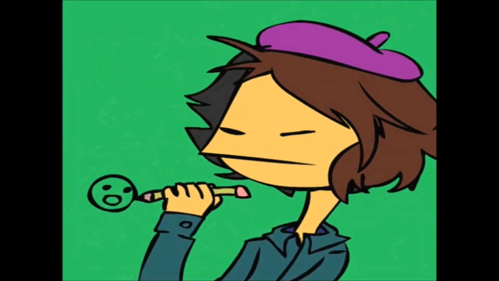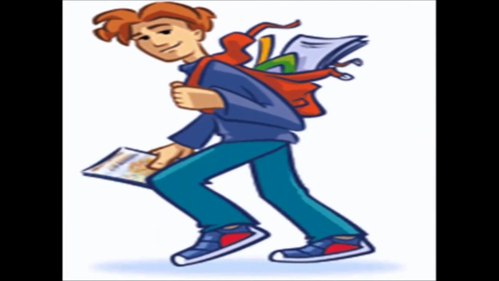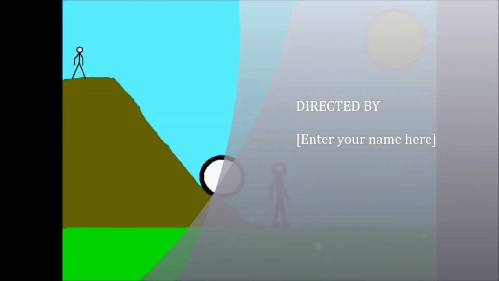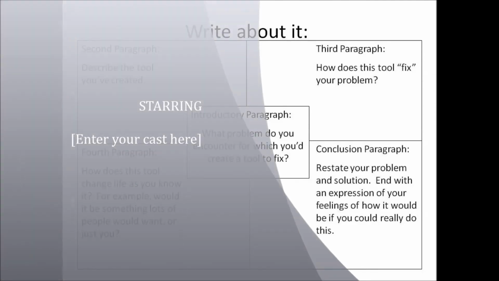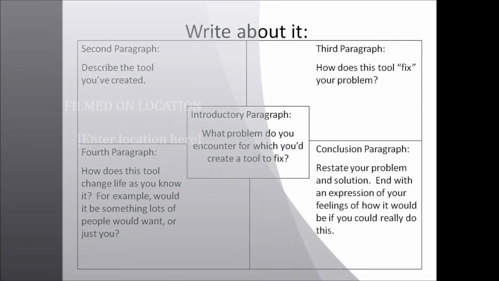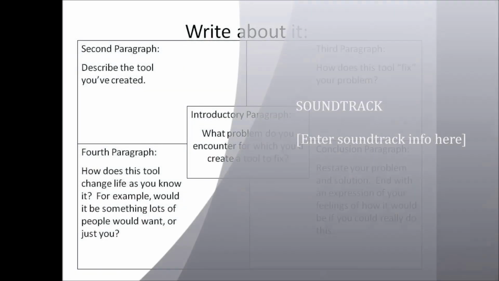Here you are writing an essay, a long composition. The first paragraph you will write what you are doing, the second describes the tool you have created, and the third paragraph, how does this tool fix your problem. But your introductory paragraph will be what problem you encounter for which you created a tool to fix. Then you have a fourth paragraph: how does this tool change life as you know it?